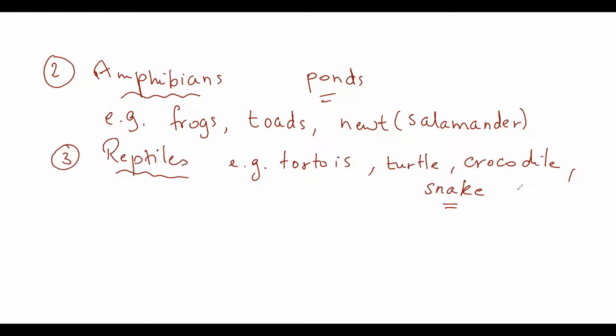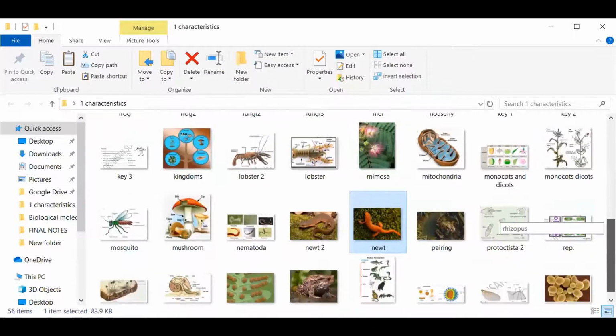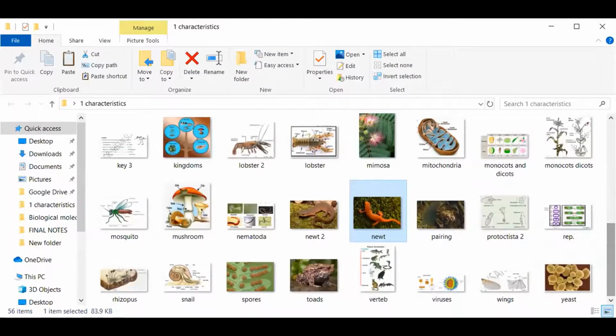But what about the general characteristics of these reptiles? The skin of the reptiles, I have a picture, but it's not that clear. Let me add it. It's not very, very clear. I think it's here. Where are they? Reptiles. No, this is a newt.